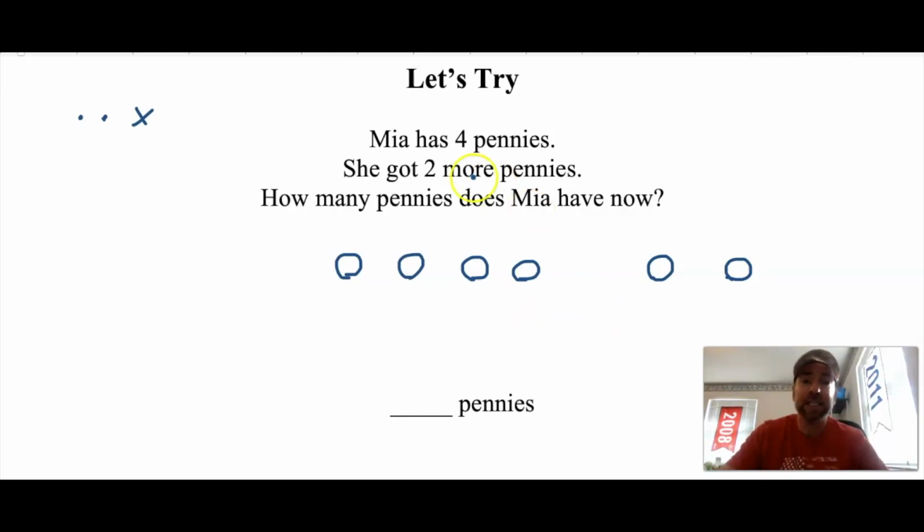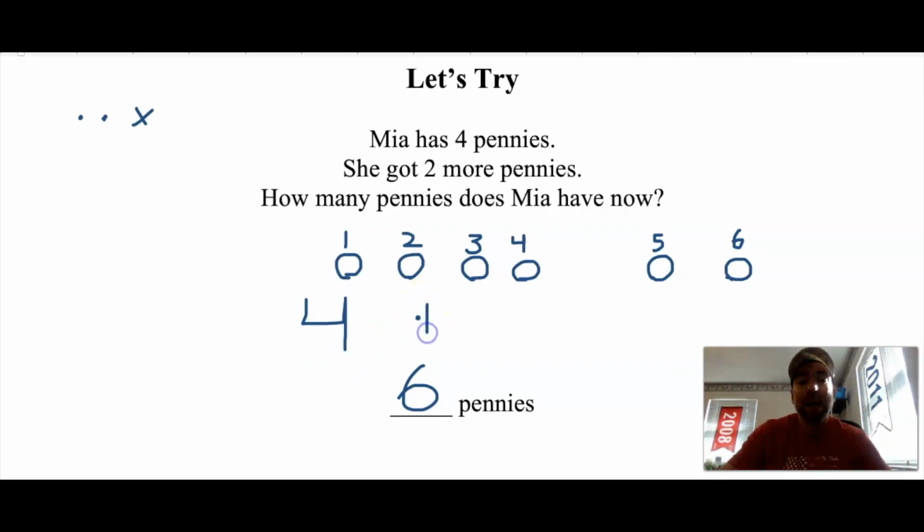Now, our question is, how many pennies does Mia have now? Well, we have to count all of our pennies that we just drew. Let's count. 1, 2, 3, 4, 5, 6 pennies. So my answer is 6 pennies. Now, some first graders know that this is a number model. They started with 4, and then Mia found 2 more.